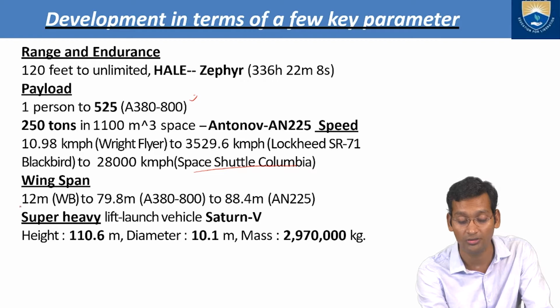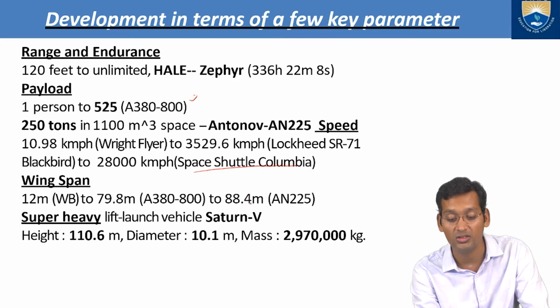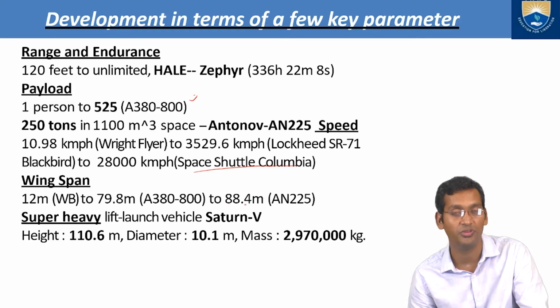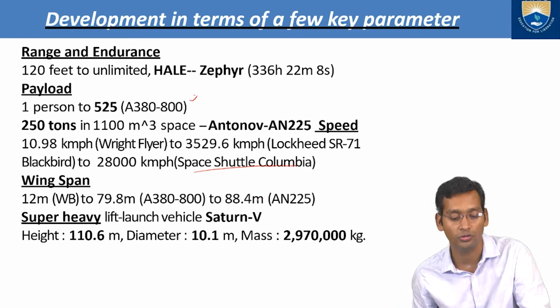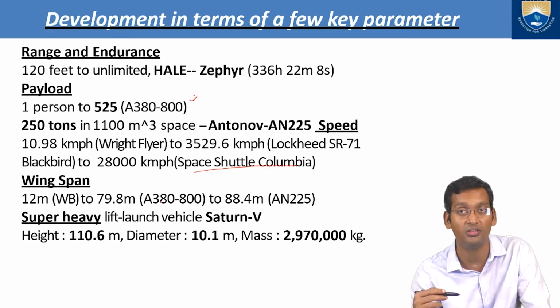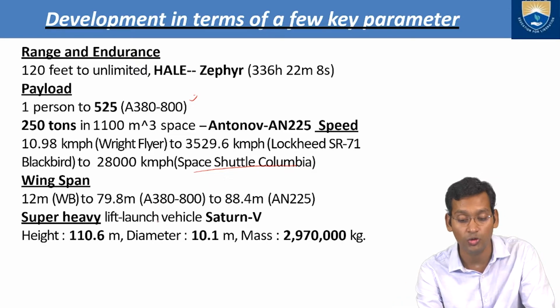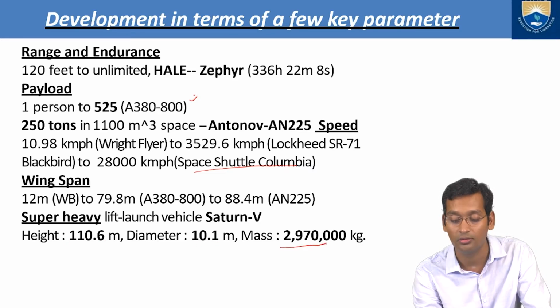What was the wingspan? That is 12 meter, okay, to 79.8 meter. 79.8 meter is for the A380-800, and 88.4 is again for the Antonov 225, which has the largest wingspan. So earlier 12 meter was there, now we reached up to 88.4 meter. Super heavy, how much? That is a launch vehicle. Even one aircraft is there that carries the space shuttle to launch. Okay, so that is Saturn V. Height is 110.6 meter. Diameter is 10.1 meter. Just see the mass.